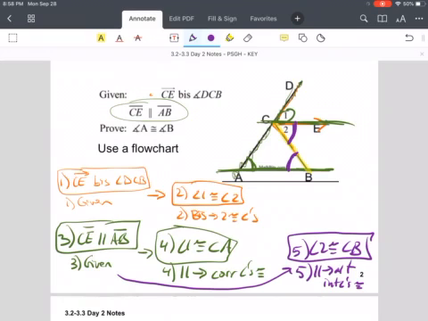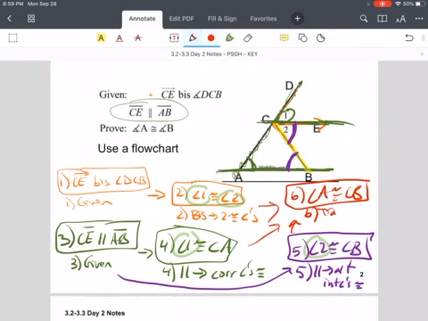And then now I can use the transitive property and connect because I have 2 and 2 and 1 and 1. So when I connect all of these statements together, I can say that angle A is congruent to angle B using the transitive property.